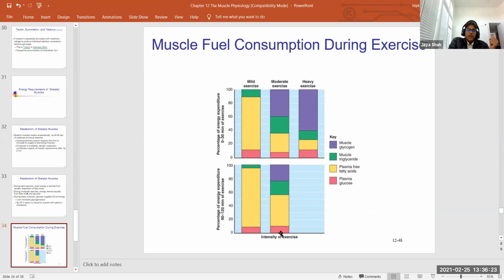Okay. Now, percentage of energy expenditure after half an hour. So you see here, plasma free fatty acid, if you walk longer, then fatty acid is going up a lot. So that's why every weekend we should walk at least 2 hours.